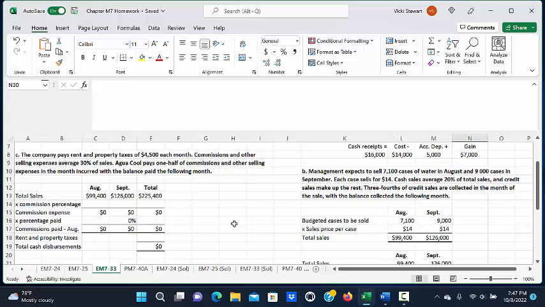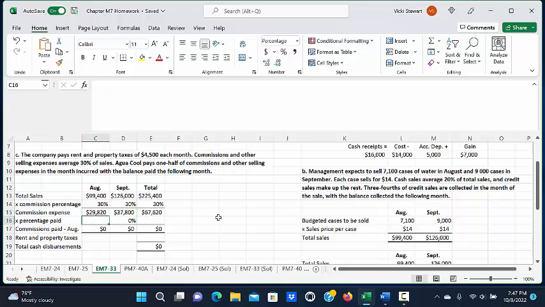So we have our total sales for August and September, and we add those together for the total for both months. And now we're going to calculate the amount of that commission and other expenses. So 30% for each of the months according to the problem. So we have our August commission expense, September, and then the total.